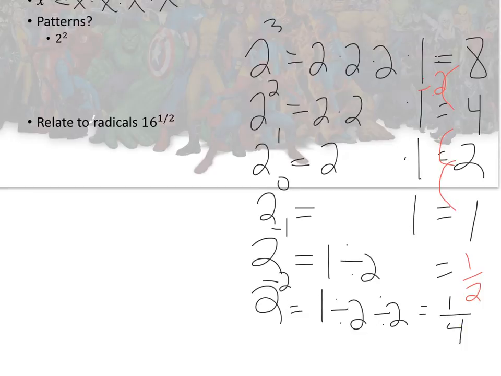Well, what do you think 2 to the negative 3 would be? I can't hear you. If you are paying attention, look at your symmetry. 2 to the positive 3 is 8. 2 to the negative 3 would be 1 over 8. Got that?